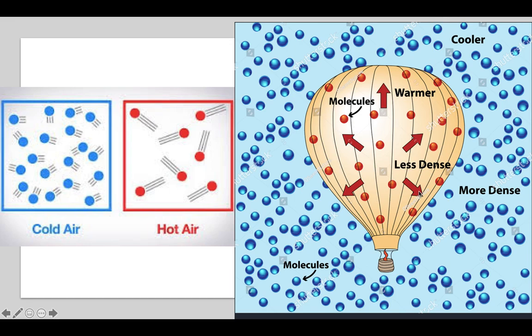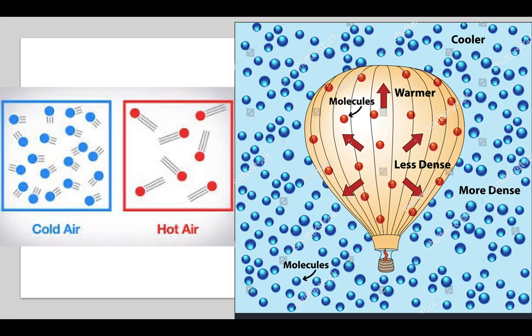And so what do we know about when things are heavier and things are lighter? If something is heavier, it's going to sink. If something's lighter, it's going to float. So if you look at this screen, these air molecules on the inside, they're less dense, they're lighter, and so the air inside is warmer, and that warmer air is going to want to go up, and that colder air is going to stay down closer to the earth, which means the hot air balloon can fly into the sky.